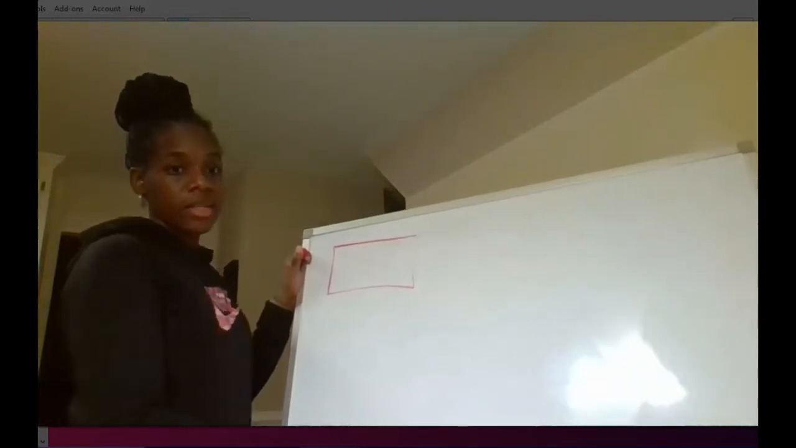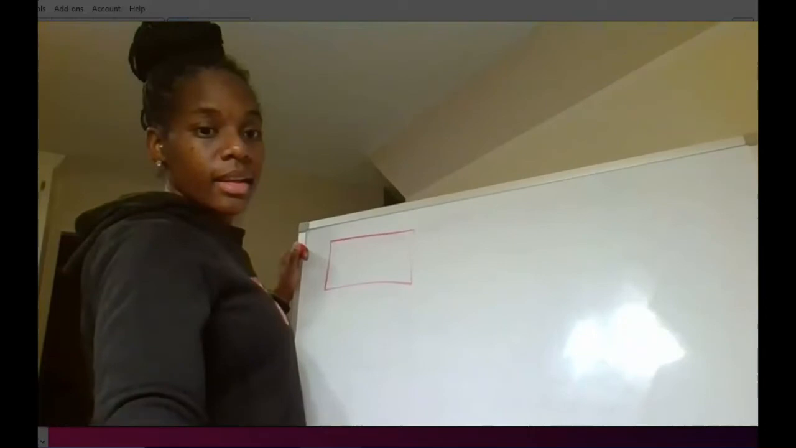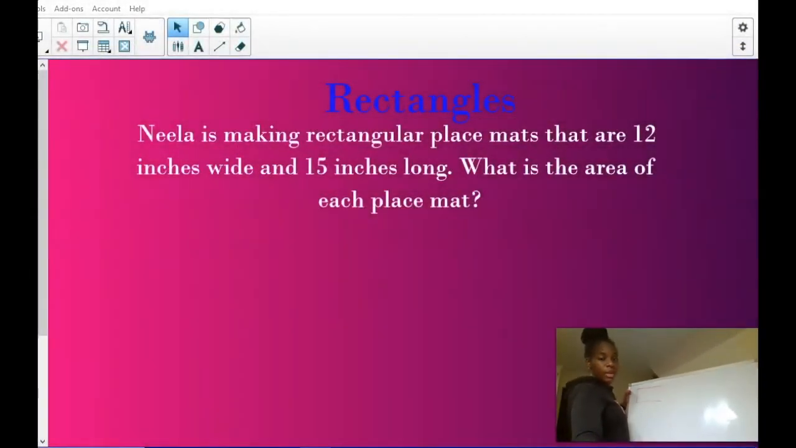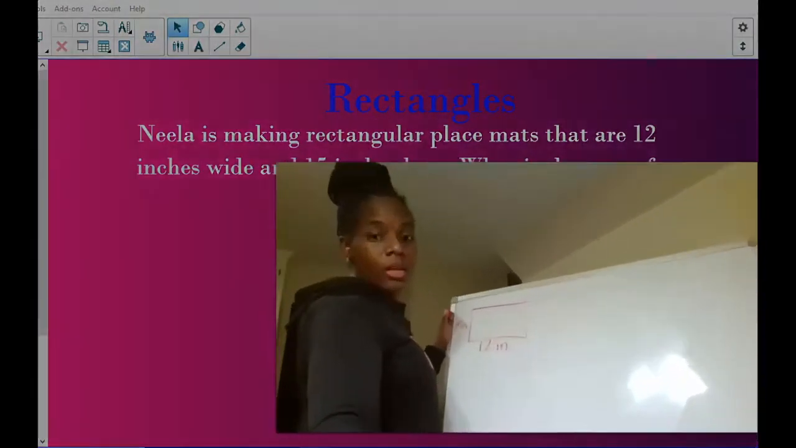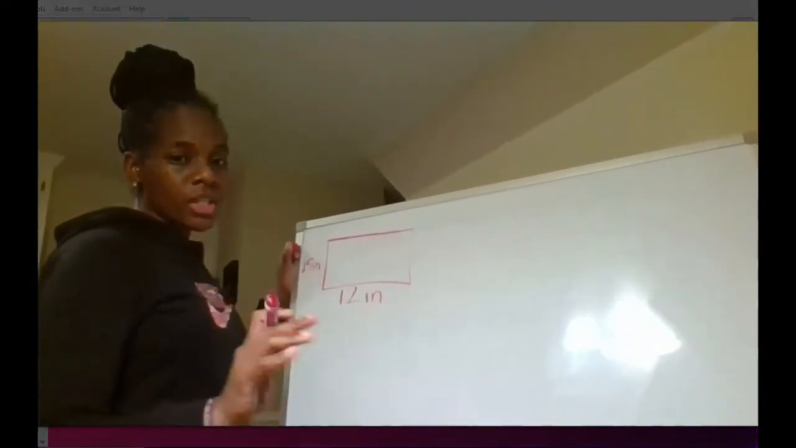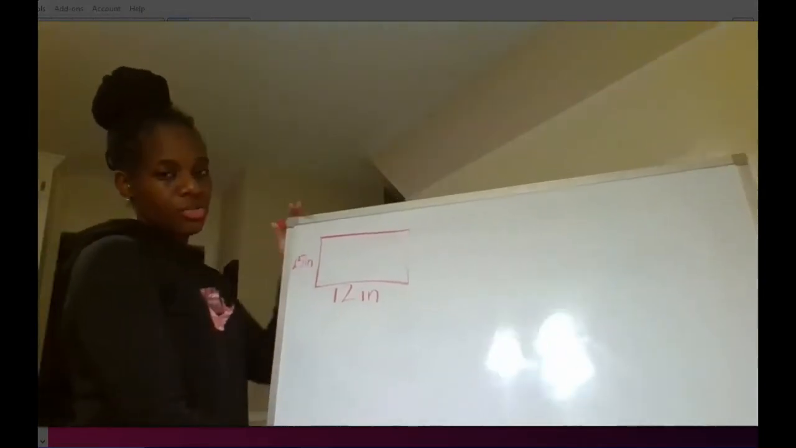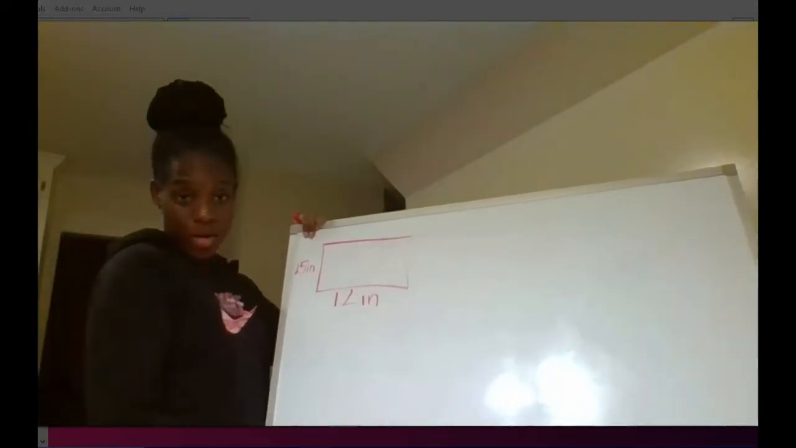And it tells us that it is... so that would be the first thing that I do, is draw a rectangle. It tells us that it is 12 inches wide. So for the width, I'm going to put 12 inches, and then 15 inches long. And when you're drawing your picture, it doesn't have to look cute or accurate. You just draw it and everything's going to work out the same way, okay?